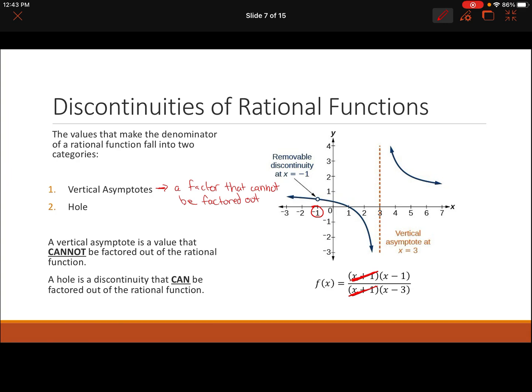And for an asymptote, we see at x equals 3, which is produced by the x minus 3 factor, that cannot be factored out by a term in the numerator. And so what we get is a vertical asymptote. So for a vertical asymptote, the factor can't be factored out. For a hole, the factor can be factored out.